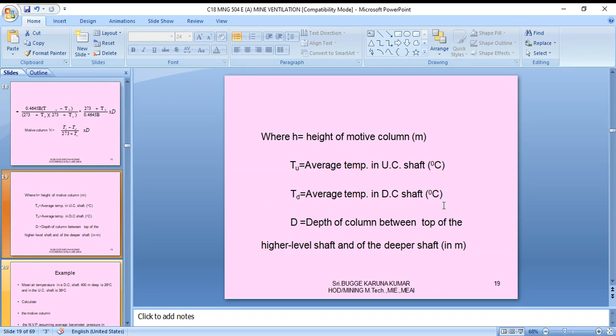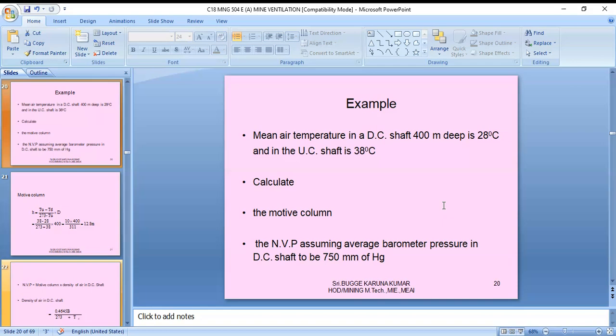H is the height of the motive column, with the average temperature of the upcast, the average temperature of the downcast shaft, and the depth of the column between the top of the higher level shaft and the deeper shaft. So these are the general abbreviations of each formula topic. Then we take one example based on the above formula. Take one example problem to get the motive column for particular conditions. Mean air temperature in a downcast shaft 400 meters deep is 28 degrees.